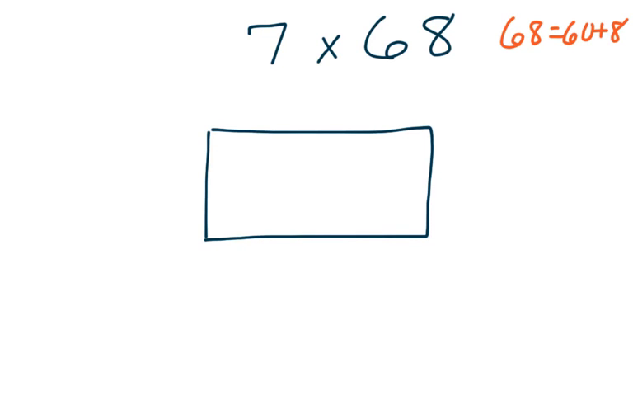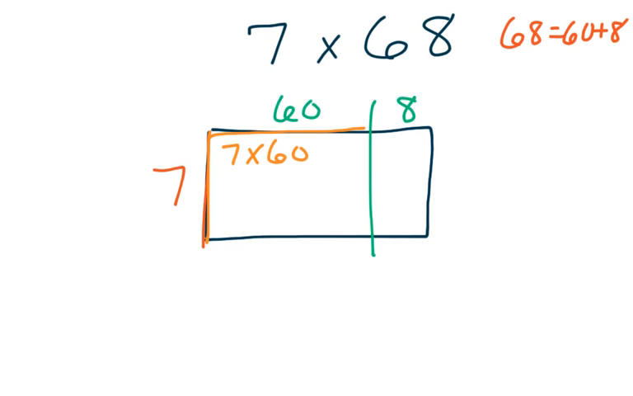So here I've drawn my rectangle, and off to the side I've expanded 68 into 60 plus 8, and I'm going to go ahead and label my rectangle. I have 7, which is my height, and then I'm going to split my rectangle into 60 and 8. And I'm going to write my multiplication problems inside my rectangle. So I have 7 times 60, and then I have 7 times 8. And I'm going to multiply to find my partial products. 7 times 60 is going to be 420. 7 times 8 is 56.